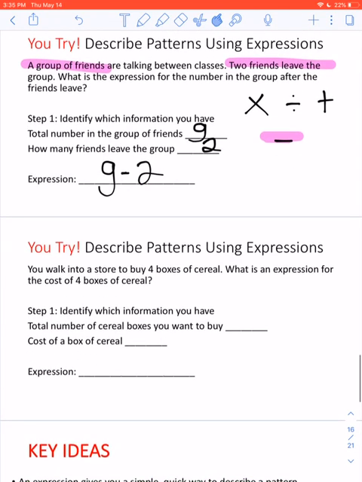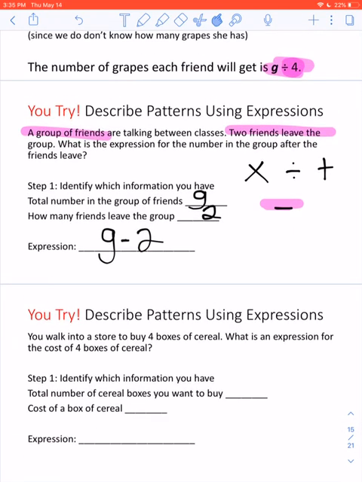Okay, next one. You walk into a store to buy 4 boxes of cereal. What is an expression for the cost of 4 boxes of cereal? Okay, well, I need 4 boxes of cereal. Nowhere in this equation does it say anything to me about how much they cost. So that tells me right off the hop that the cost is going to be my variable because they didn't tell me. I don't know. You're basically just looking to say what information did they not give me.